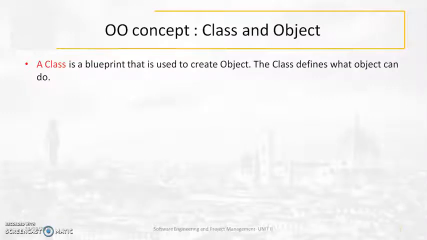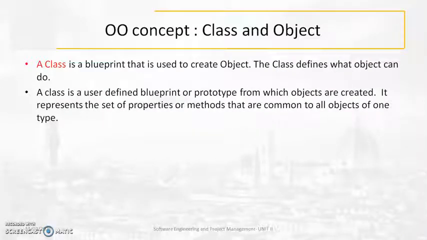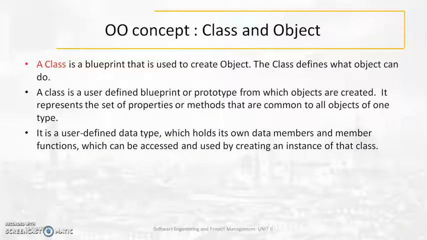First, the class. A class is nothing but a blueprint that is used to create objects. This class defines what objects can do. A class is a user-defined blueprint or prototype from which objects are created. It represents the set of operations and methods that are common to all objects of one type. A class is a user-defined data type which holds different data members and member functions, which can be accessed and used by creating an instance of the class, that we call an object.